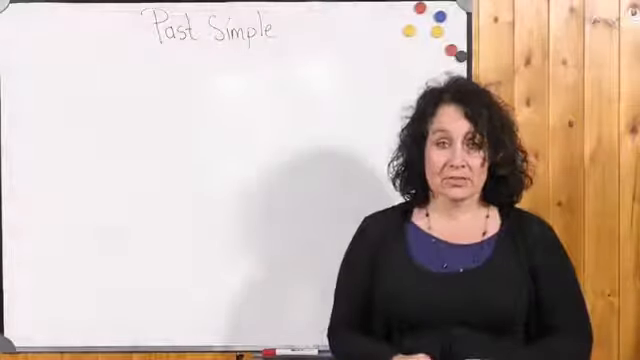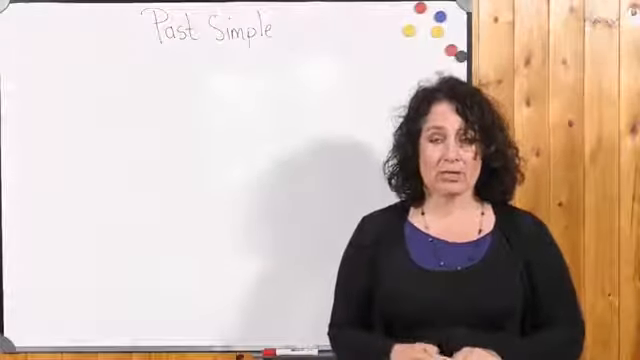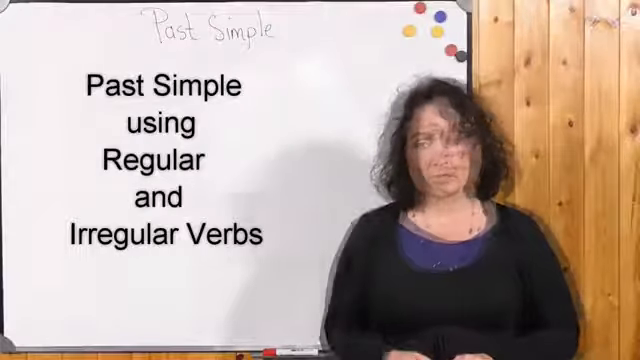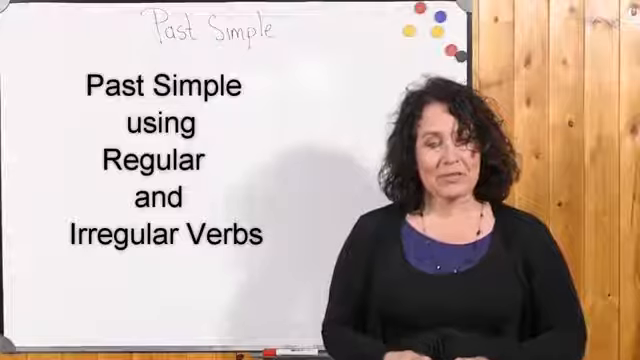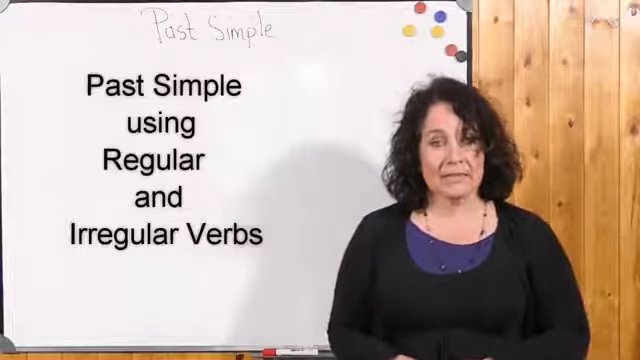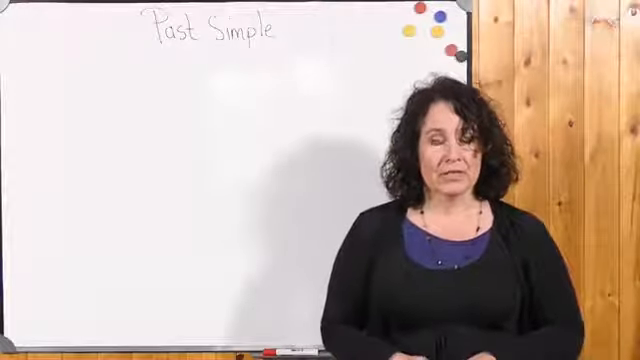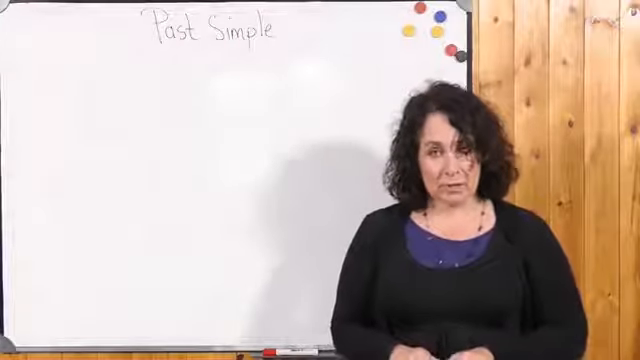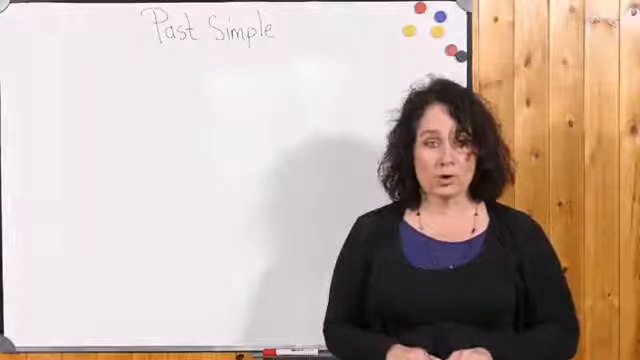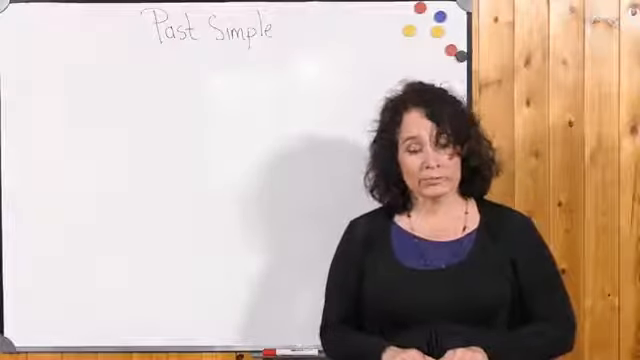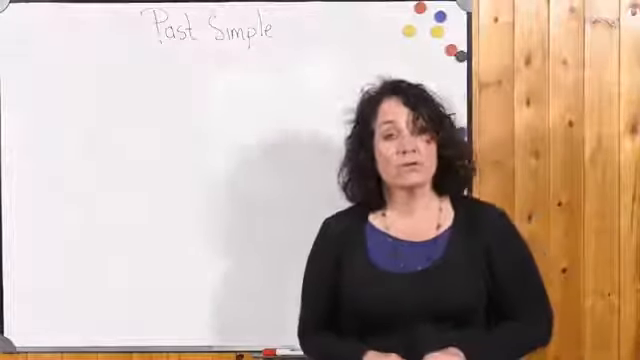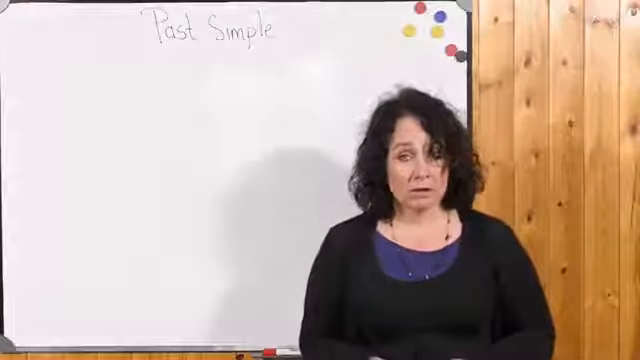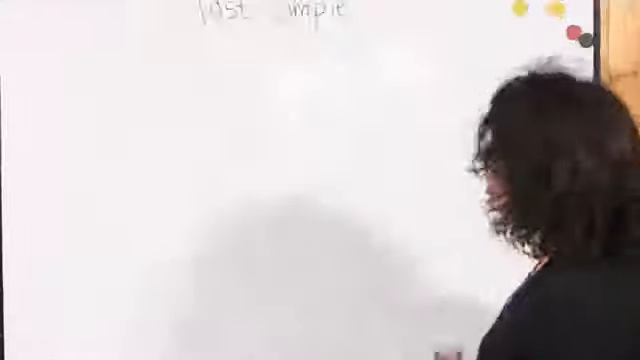So, today's class is about the past simple using regular and irregular verbs. Before now, we looked at the verb be in the past simple. And we know that the verb be in the past becomes was or were. Okay, so the first one we're going to do is look at some regular verbs, okay?